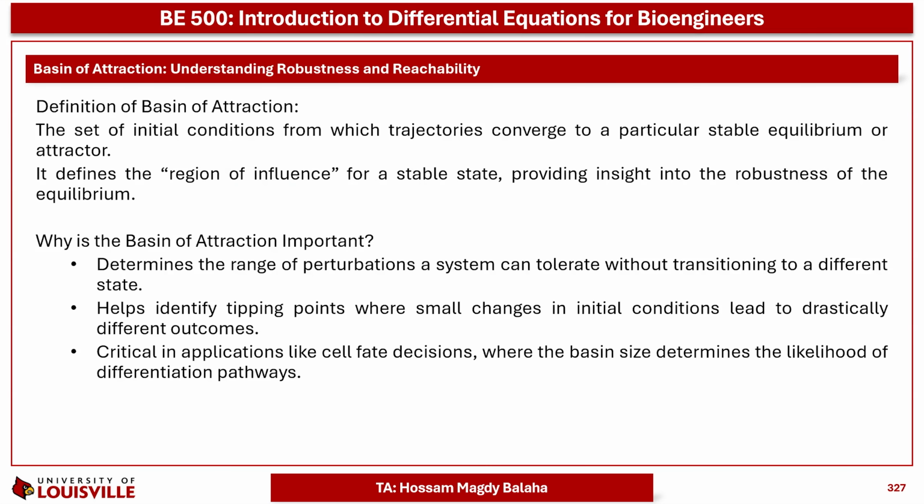The third technique is called basin of attraction, and here we are getting a set of initial conditions from which trajectories converge to a particular stable equilibrium or attractor. Basin of attraction defines the region of influence for a stable state, providing insight into the robustness of the equilibrium. Why is this method important? Because it determines the range of perturbations a system can tolerate without transitioning to a different state, and it helps identify tipping points where small changes in the initial conditions lead to different outcomes. And it's critical in multiple applications such as cell-fate decisions, where the basin size determines the likelihood of differentiation pathways.